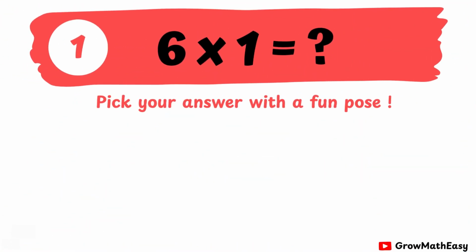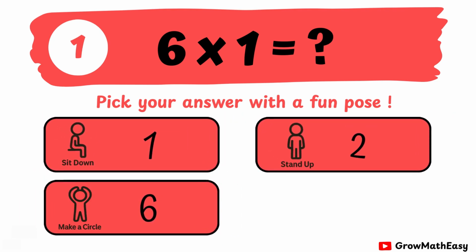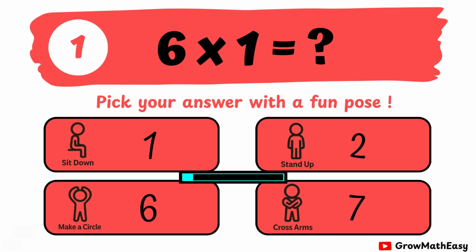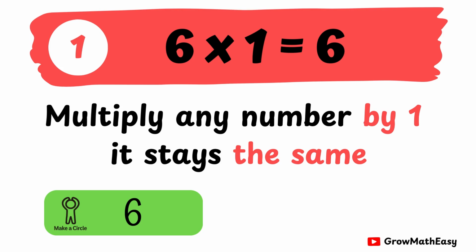What is 6 times 1? Six. Make a circle. 6 times 1 is 6. Multiply any number by 1. It stays the same.